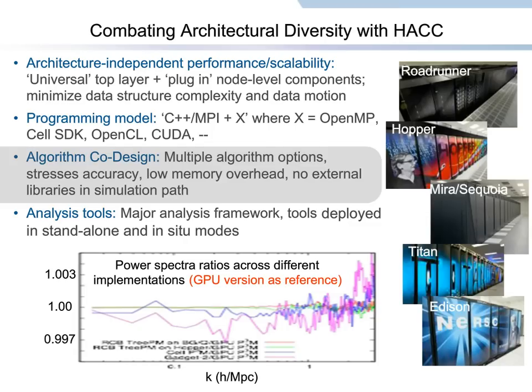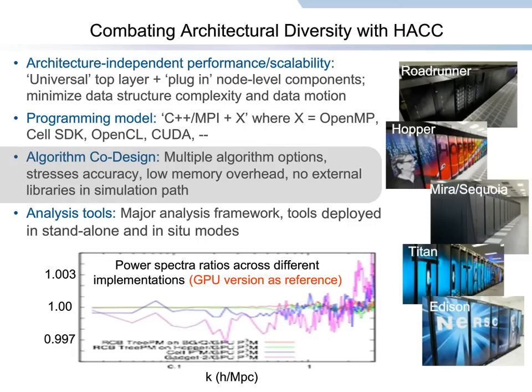So the overall structure of the HACC code is that there's a universal top layer, and I'll give you a bit more details about how the universal top layer works. And there are plug-in node-level components. The idea is that the overall top layer you don't fool around with. You've written it once. It's a nice framework. It does a lot of things.